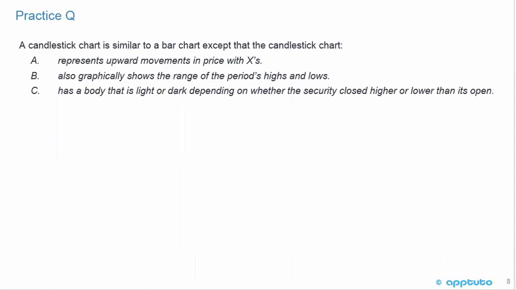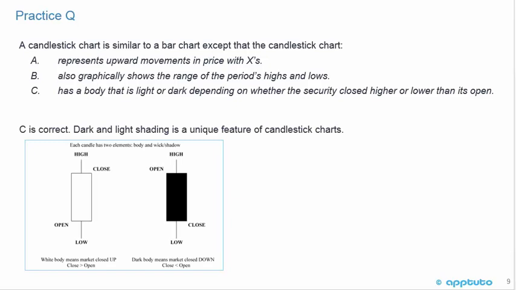Another quick practice question. A candlestick chart is similar to a bar chart, except that the candlestick chart A represents upward movements in prices with X's, B also graphically shows the range of the period's highs and lows, or C has a body that is light or dark, depending on whether the security closed higher or lower than its open. Well, I think that question was pretty easy as well. You'd be happy to see that on the exam.